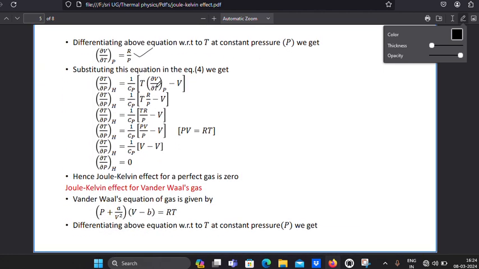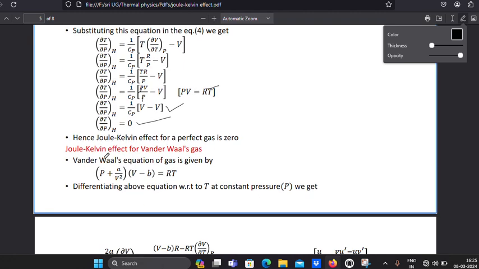Again, that equation is taken here, and in place of R/P we write TR/P. What is TR, or RT? It is PV. So in place of RT we write PV. Now this P cancels, and V minus V is 0. So for the ideal gas equation, the Joule-Kelvin coefficient is 0. For the ideal gas equation only it is 0.